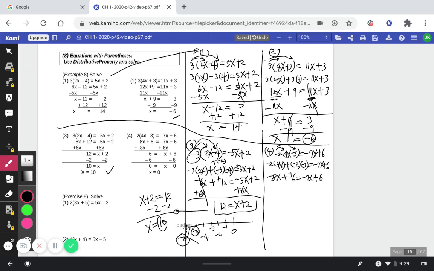Okay, and here again, negative 8 is smaller than negative 7, so you try to get rid of negative 8x. So plus 8x, plus 8x, by using the inverse operation. Then this side cancels out. You end up with 6 equals x plus 6. Now I'm going to switch it so I can have x on the left side of the equal sign. So x plus 6 equals 6, minus 6 on both sides. x becomes 0. So x is 0.